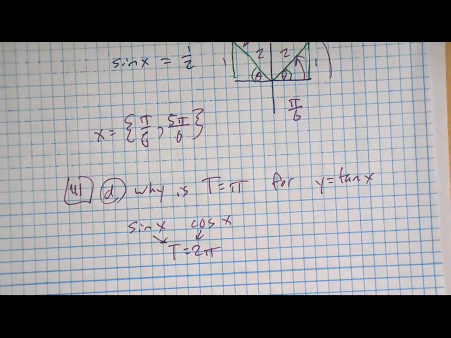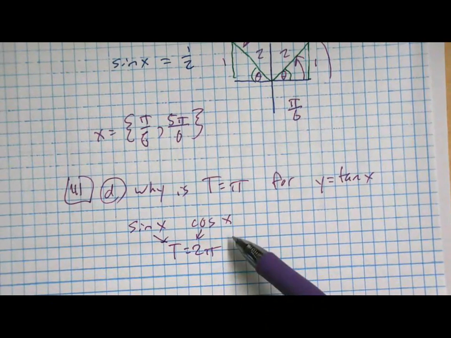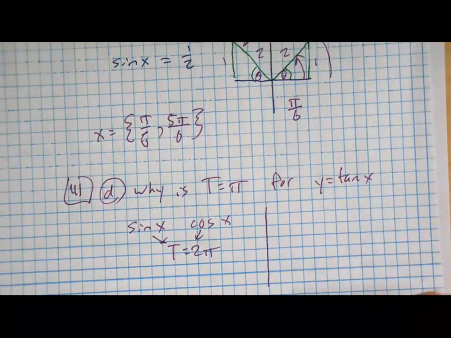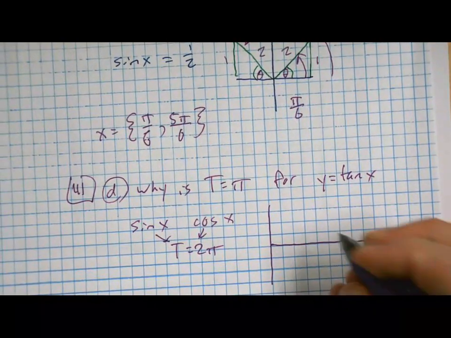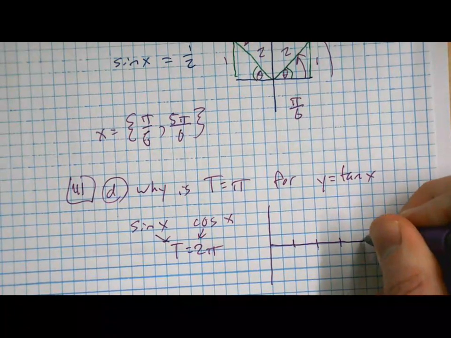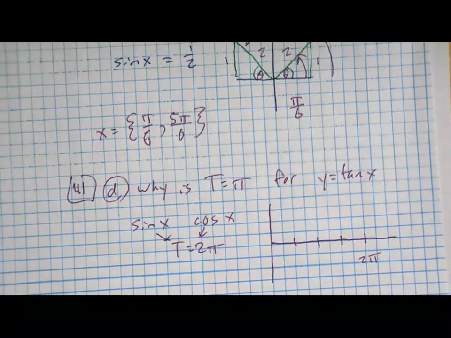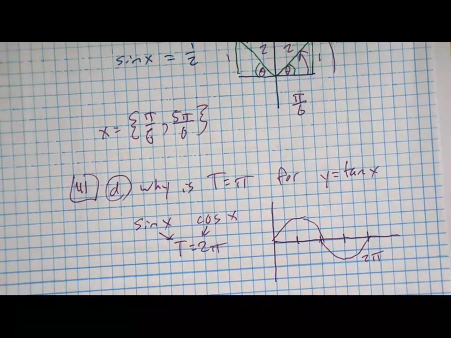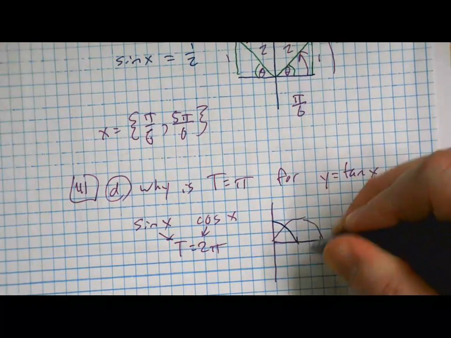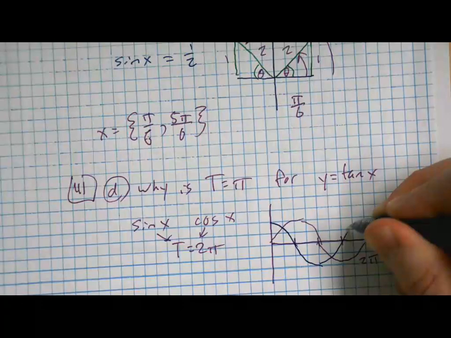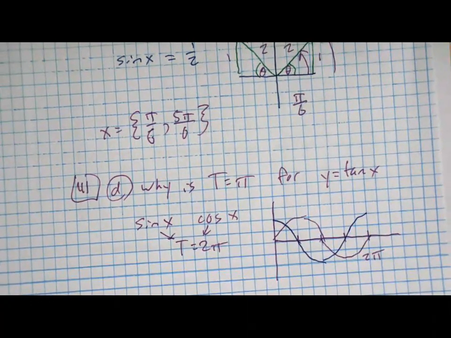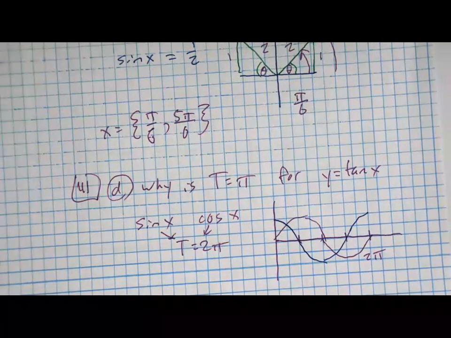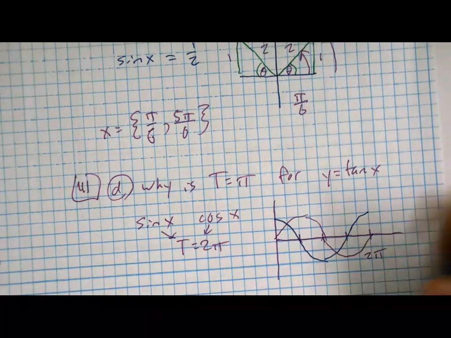Yeah, how do we put it into words? So I would probably base it off of this. I'm going to make a sketch of sine and cosine. Here's 2 pi. Sine would look like this, right? And cosine looks like this. So why is it 1 pi instead of 2 pi? In other words, why does it repeat itself after this?